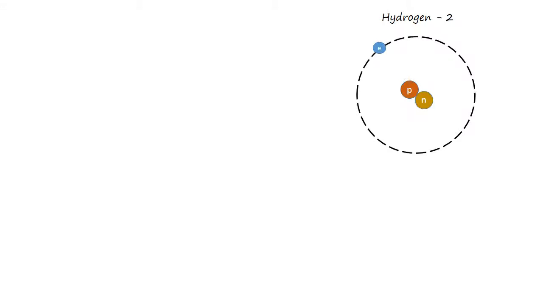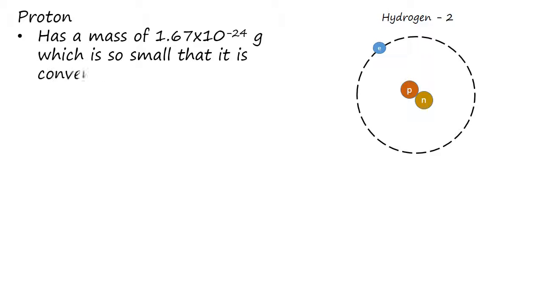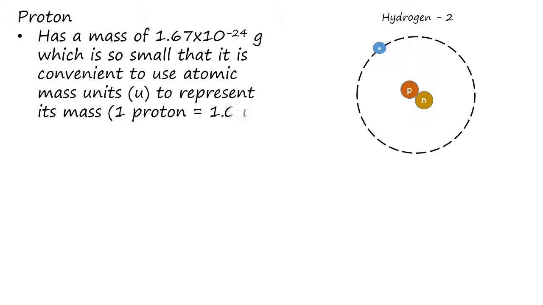Of the two subatomic particles contained within the nucleus, or nucleons, we'll begin with the proton. The proton has a mass of 1.67 times 10 to the negative 24 grams, an extremely small number. In fact, that number is so small that it's very inconvenient to use, so a unit was developed when talking about subatomic particles, and that unit is the atomic mass unit. It's more common to just say that the proton has an atomic mass of 1. So 1 proton equals 1 atomic mass unit.